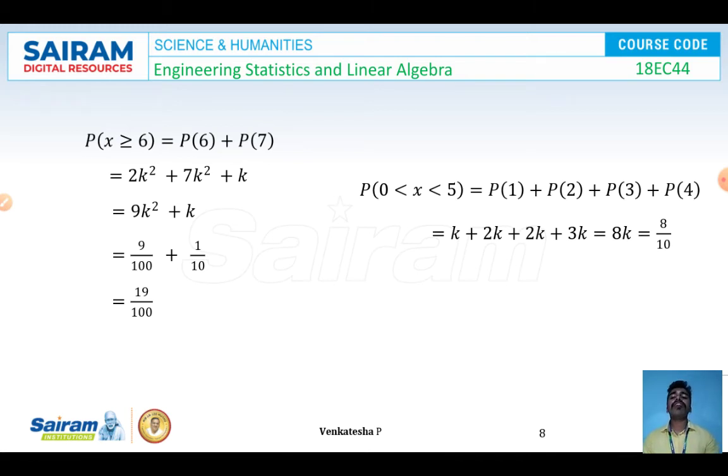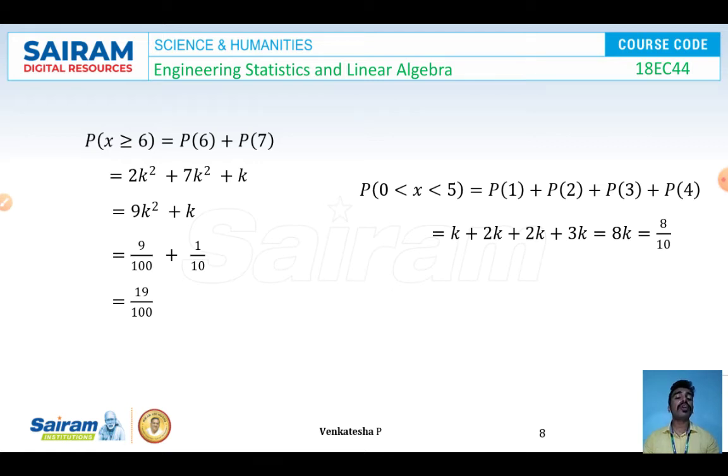After adding, we'll be getting 2k square plus 7k square plus k, which is equal to 9k square plus k. I got 9 by 100 plus 1 by 10 is equal to 19 by 100, since k is equal to 1 by 10. I'm putting k equal to 1 by 10 in the equation. I got the value.